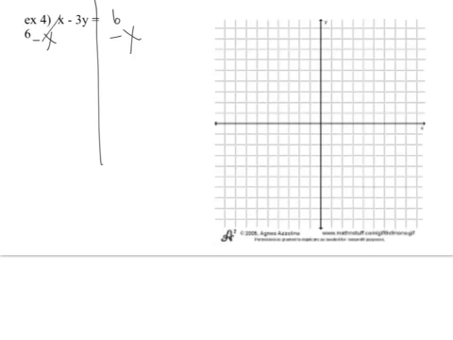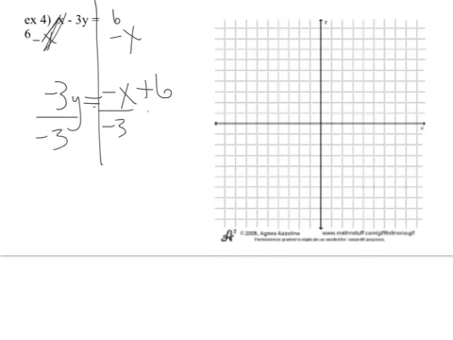So on the left, the x's cancel. We'll have negative 3y equals, well, 6 minus x, we can't do that because those aren't like terms. So we're going to bring both of them down. I'm just going to put the x first. So negative x and then plus 6. So we're still trying to get the y by itself, so we have to get rid of this negative 3. So we're going to divide by negative 3, but we have to divide every single term by negative 3.